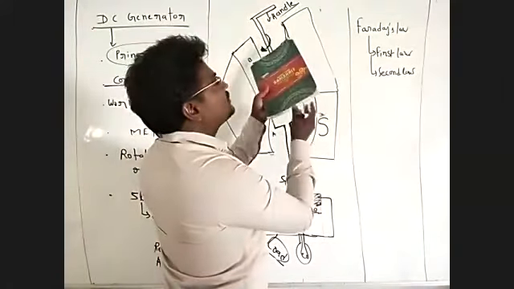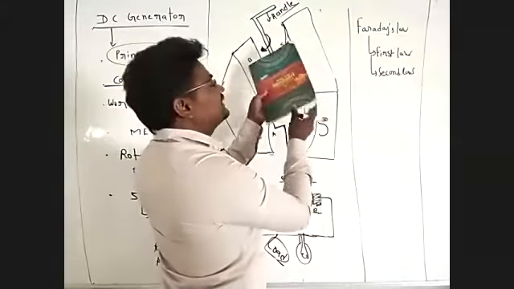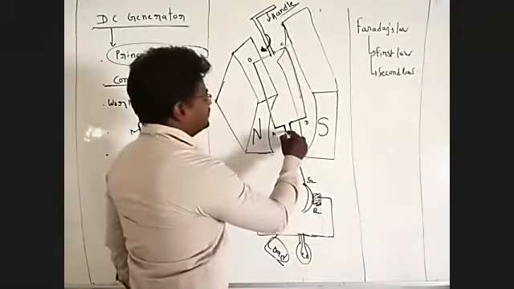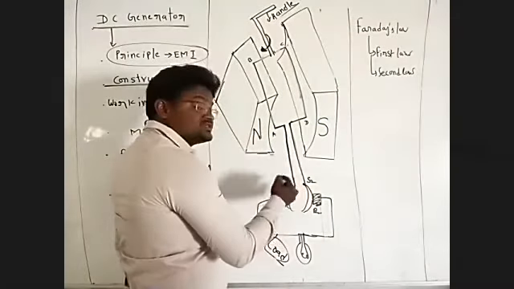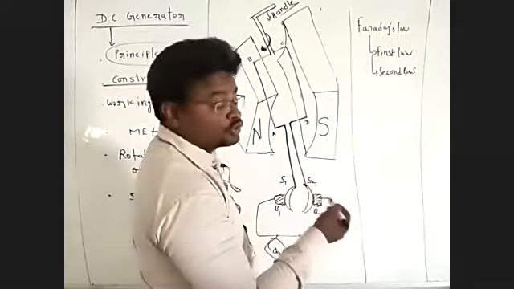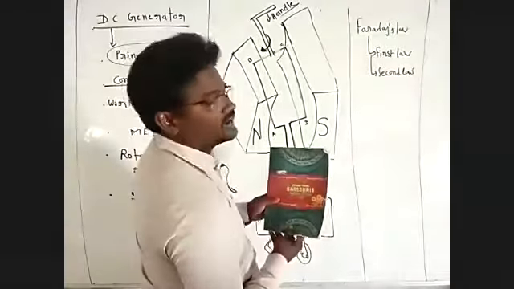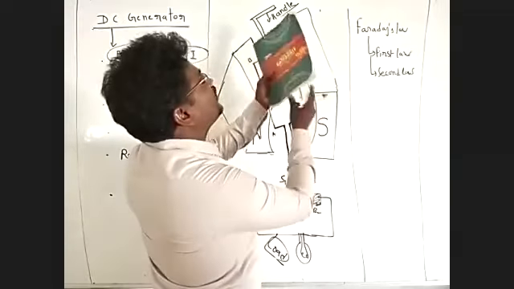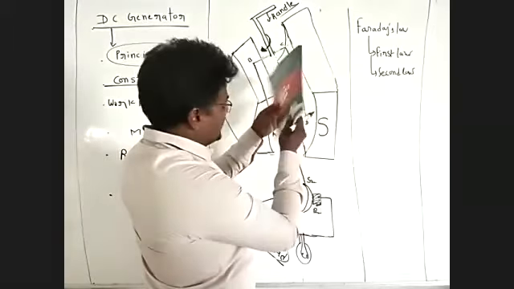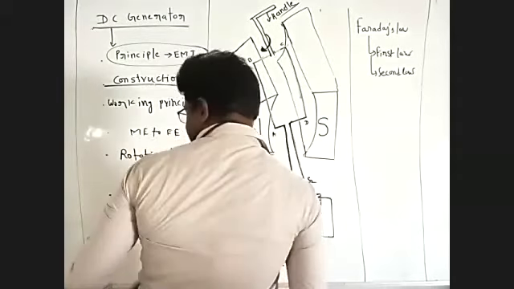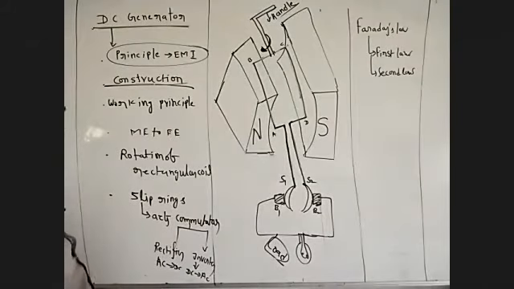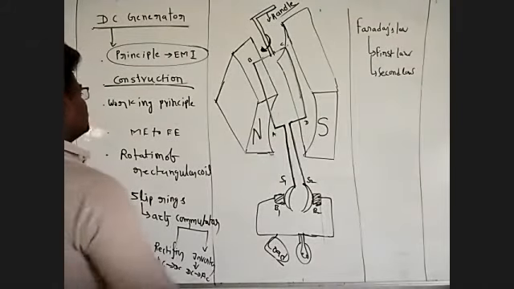The handle is connected to the rectangular armature or rectangular coil. The rectangular coil is also rotating in a clockwise direction, and one end A is connected to slip ring S1, which is also rotating, and D is connected to S2. S1, S2 also rotate along with the rectangular coil. The armature and slip rings also rotate in a clockwise direction. That is the working.